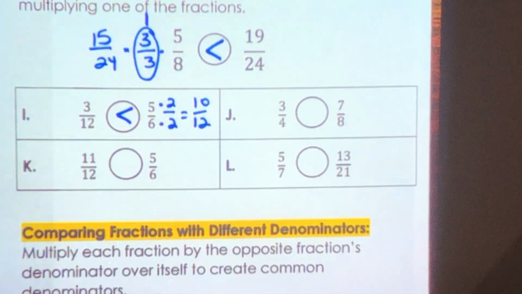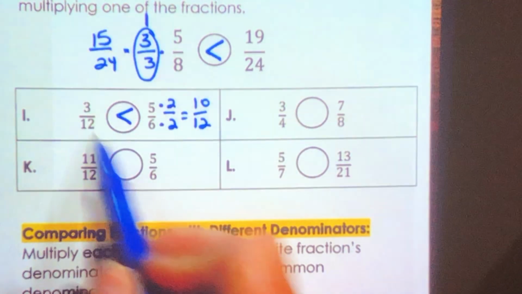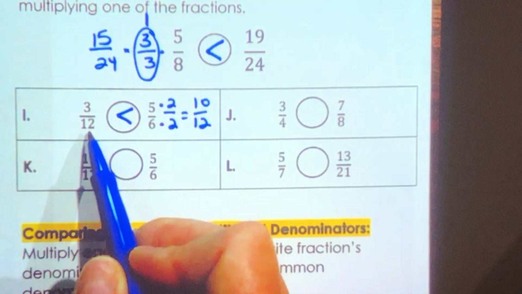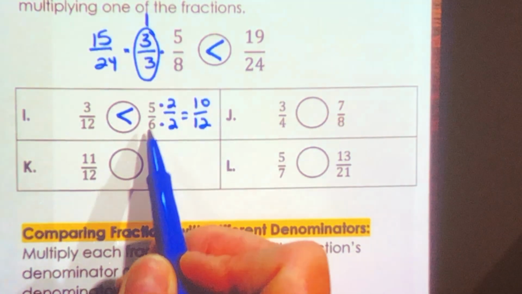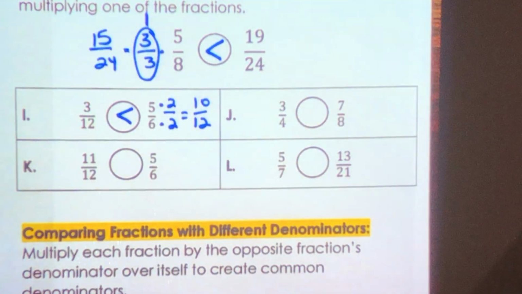Maybe some of you are thinking, well, Mrs. Tremblay, I know that 6/12 is half, and 3/12 would be less than half. And I know that 3/6 is half, and this is more than half, so I already knew 5/6 was greater by using that strategy. That's fantastic. That works just fine as well.